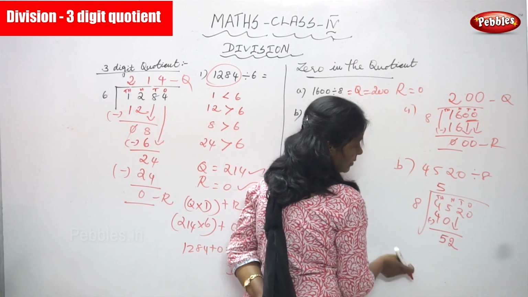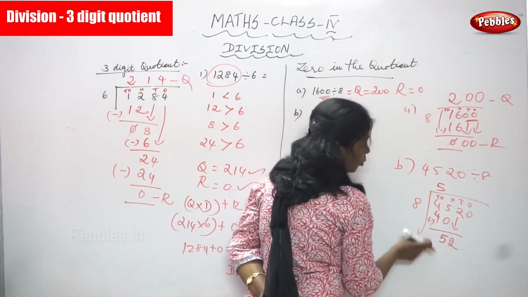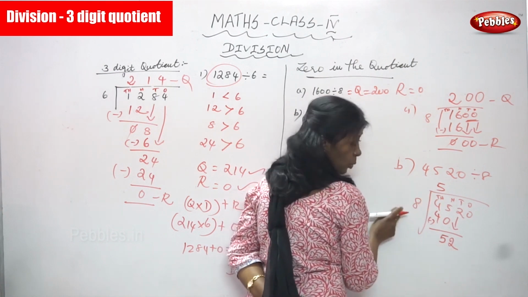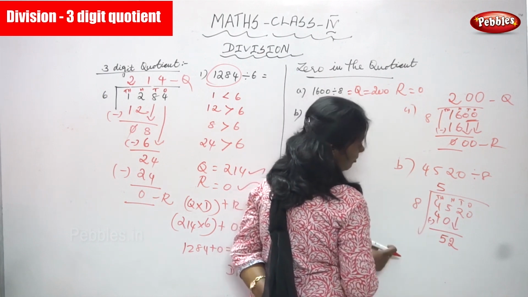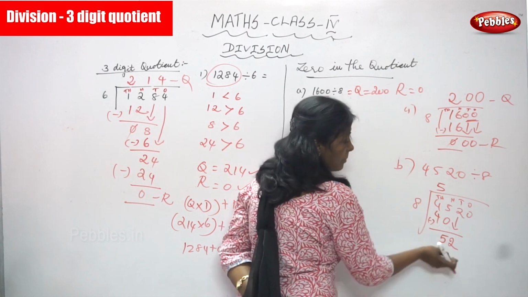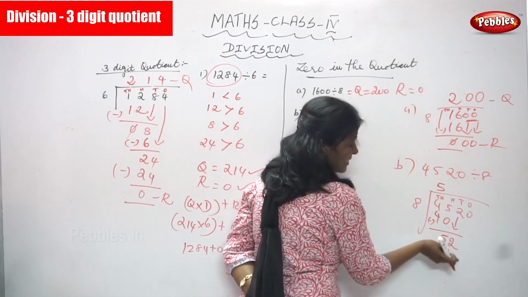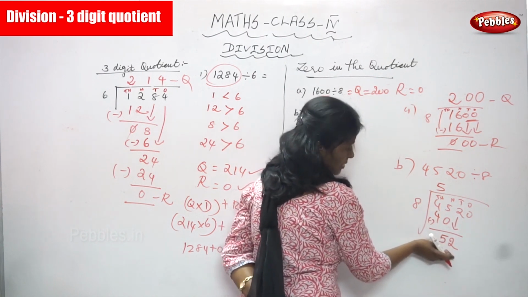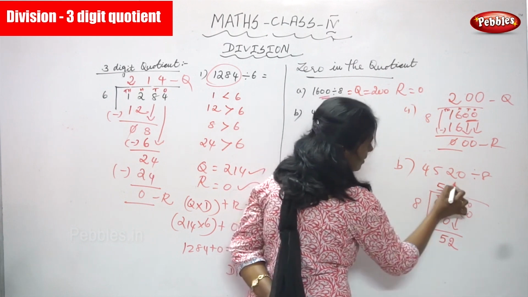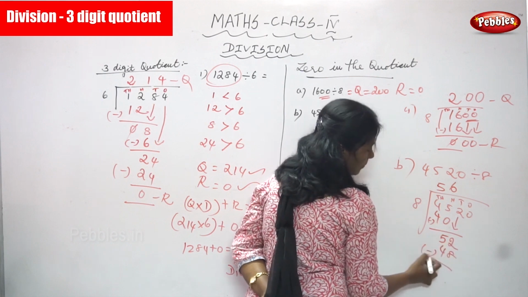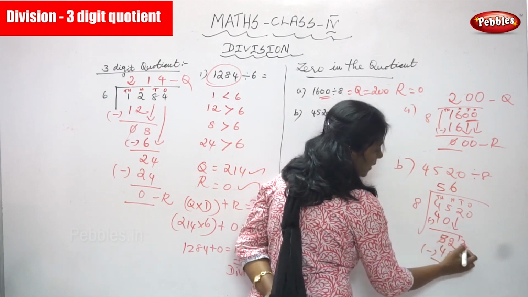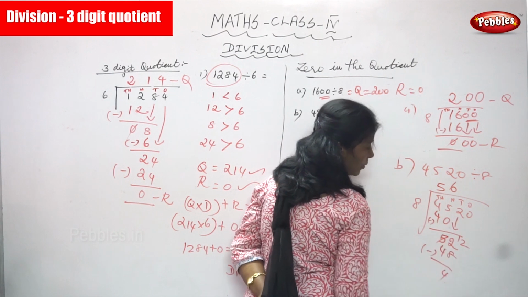So you have to recall the table. In 52, how many times does 8 go? That is the question. 8 6s are 48, 8 7s are 56. 56 you should not write, because you have to write the number that is less than and also closest to 52. So 8 6s are 48. You have to write 48. 2 minus 8 you can't subtract, so you borrow from here. 12 minus 8 you get 4, 4 minus 4 you get 0.